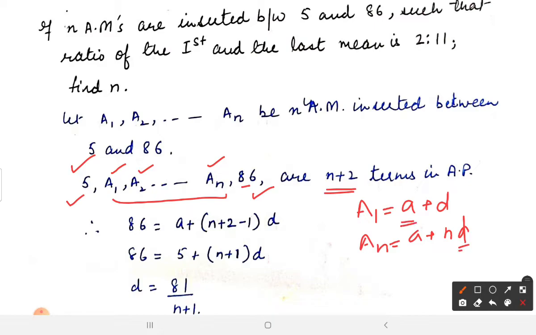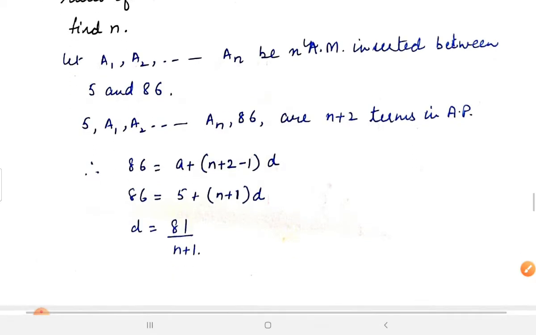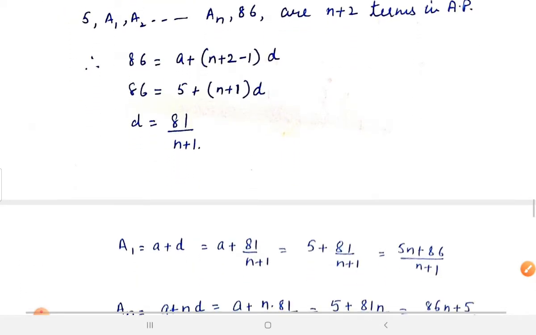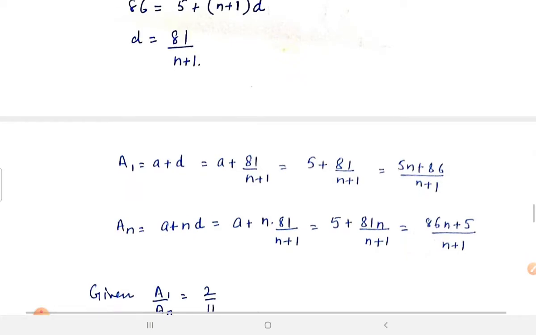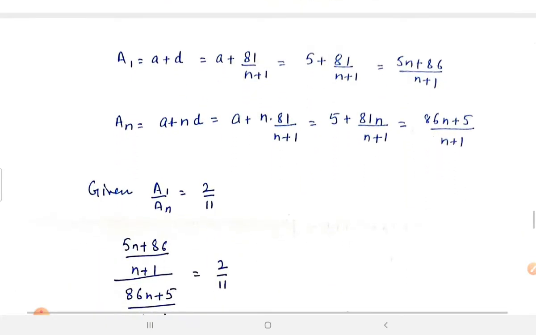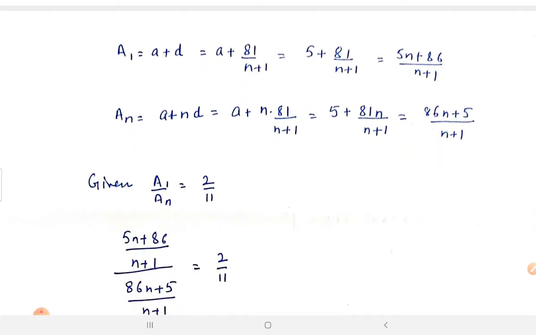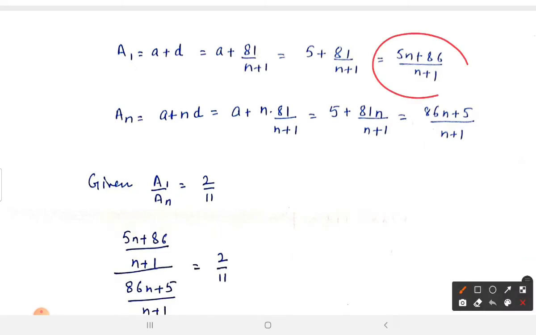We need to find D, with the same strategy of using the last term, which is given to us as 86. So 86 is equal to A plus, the number of terms is n plus 2, minus 1, so we have n plus 1 times D. Here 86 minus 5 is 81, upon n plus 1. So we will get the value of D. So A1 is A plus D and An is A plus nD. Put the value of D. So A1 is this and An is this.